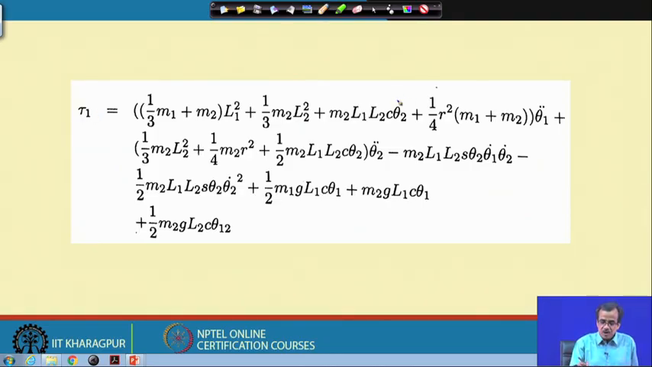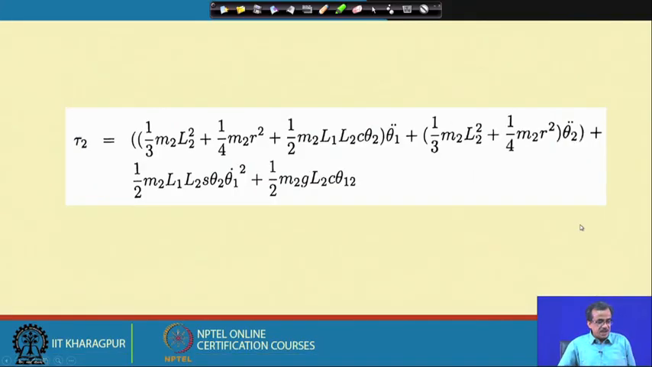For example, I have got cos theta 2, theta 2 double dot, cos theta 2, then theta 2 dot square, then cos of theta 1 and theta 2. That means, although we are trying to find out the joint torque, that is torque at joint 1, the second joint angle has got some contributions towards this particular tau 1. Now, we are just going to see the expression for the second joint term.